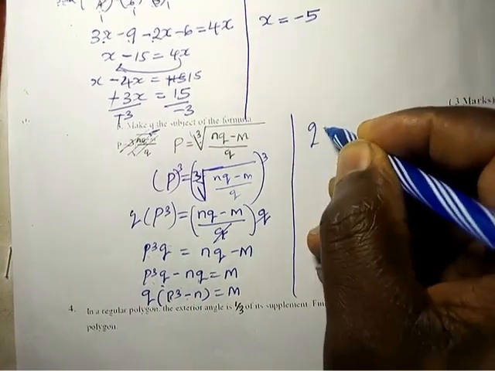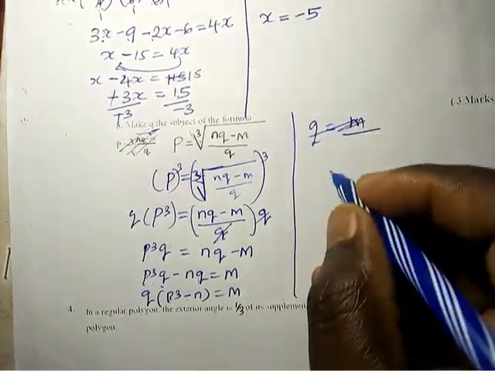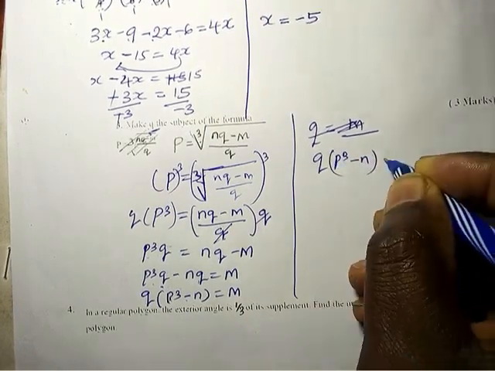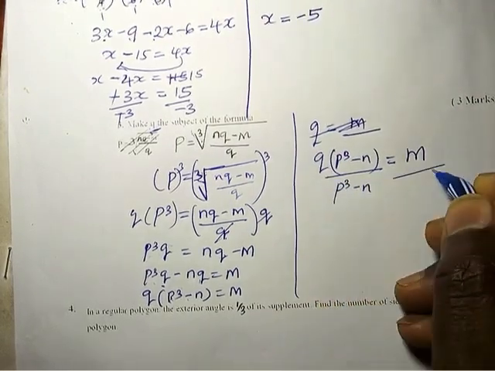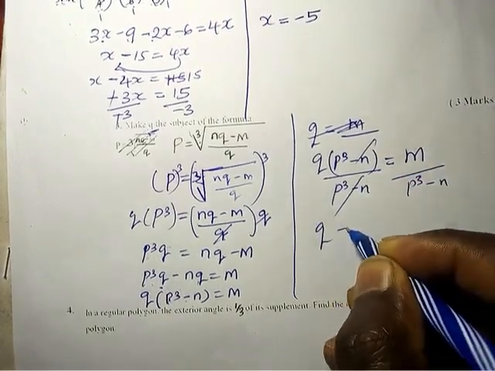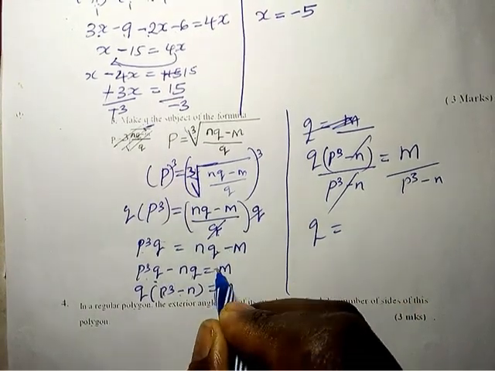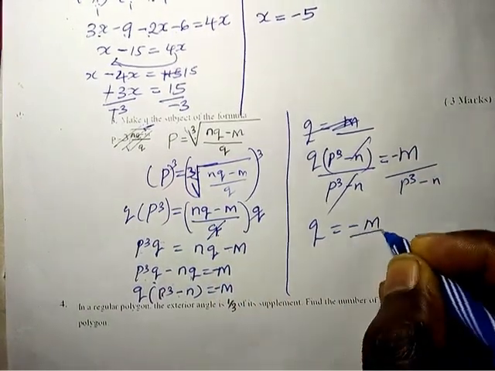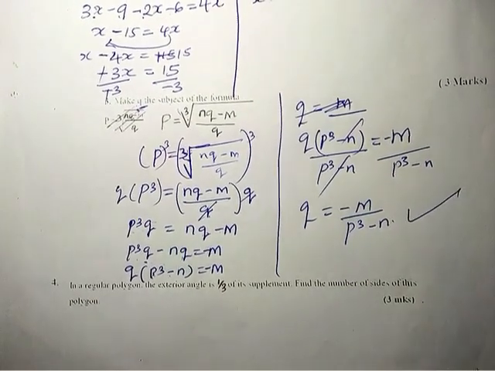So q times p cube minus n is equal to m. We divide both sides by p cube minus n. This and this go. So q is equal to, sorry, this one is minus m over p cube minus n, and that is it.